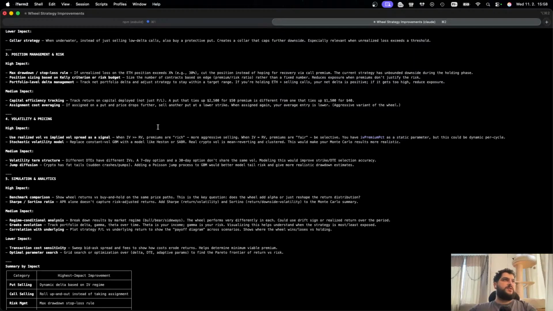Portfolio level delta management. Track the net portfolio delta and adjust strategy to stay within the target range. If you're holding ETH and selling calls, your net delta is positive. If it gets too high, reduce exposure. So, yeah, this actually makes sense. Probably, I think it's related to the others.